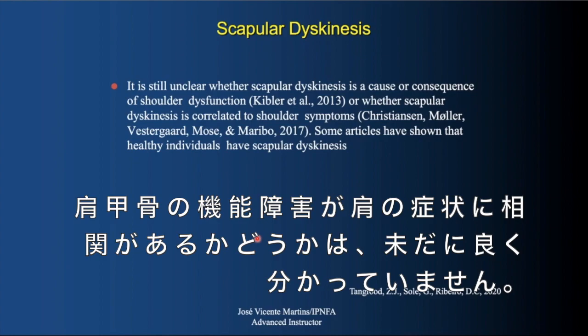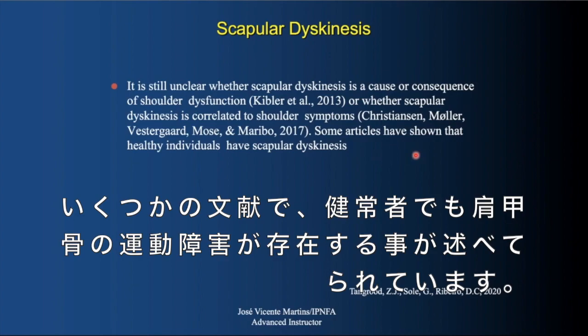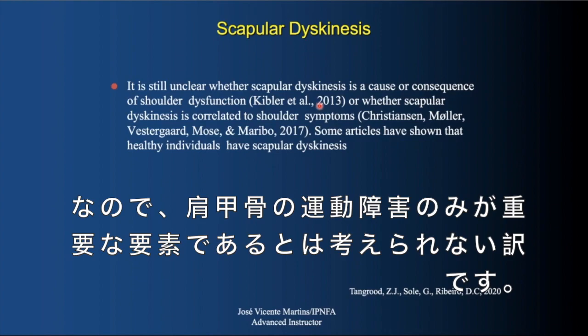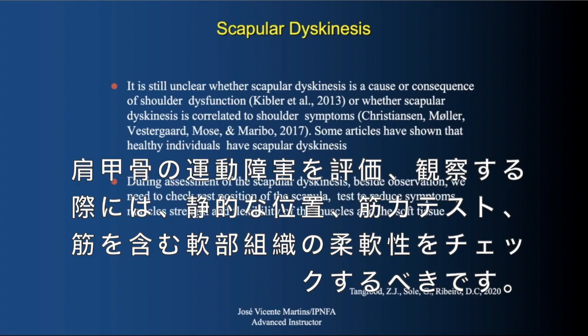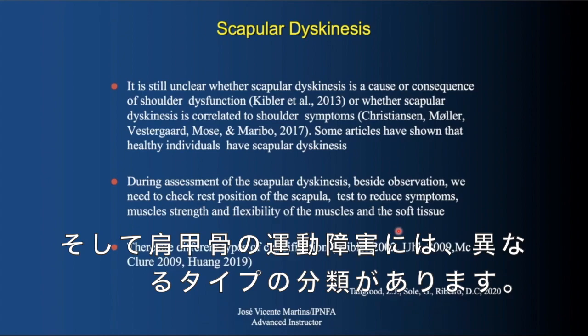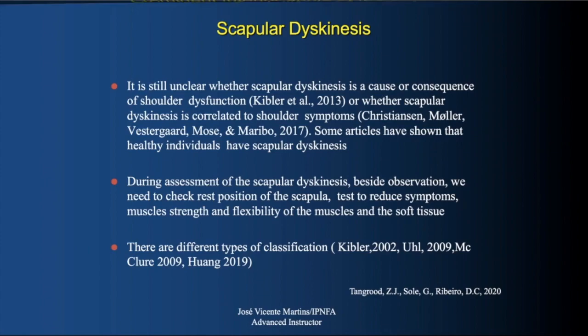Some articles have shown that healthy individuals have scapular dyskinesis. So dyskinesis alone cannot be considered an important issue during assessment. Besides observation, we need to check the rest position of the scapula, tests to reduce symptoms, muscle strength and flexibility of the muscles, and also the soft tissue. And there are different types of classification concerning scapular dyskinesis. So here is one classification.